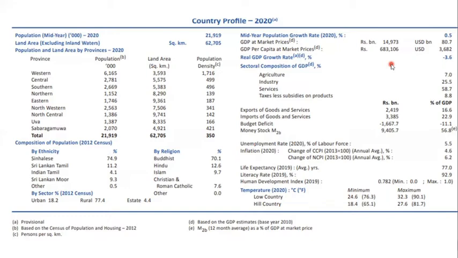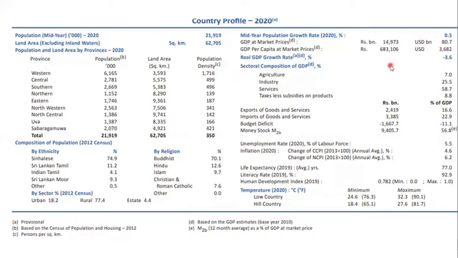When we consider the composition of population, it's highest recorded from Sinhalese when we consider ethnicity. Also, Buddhists have been recorded approximately 70% of the population when we consider religion.